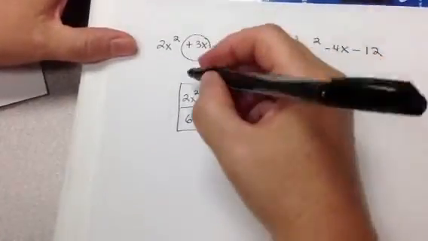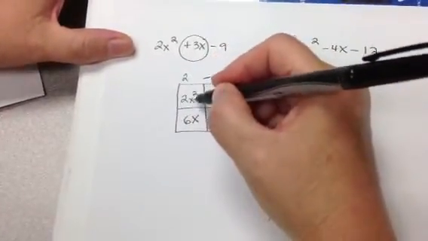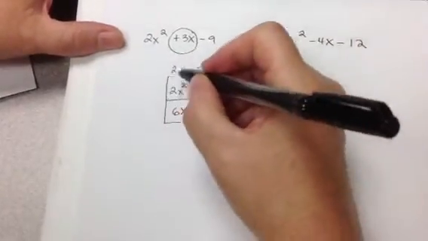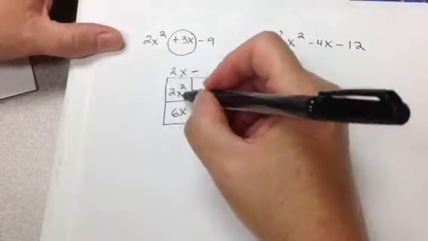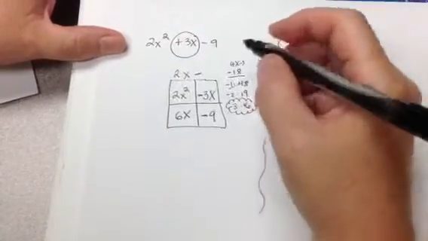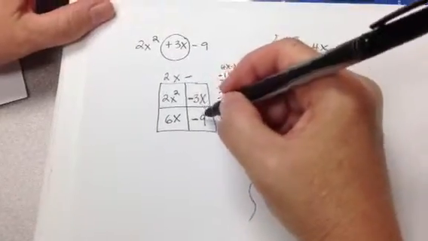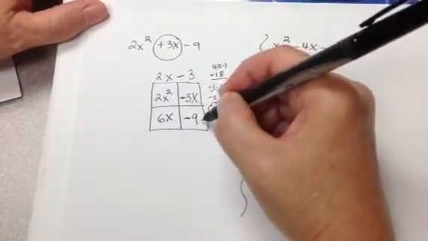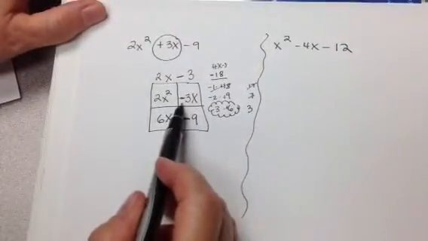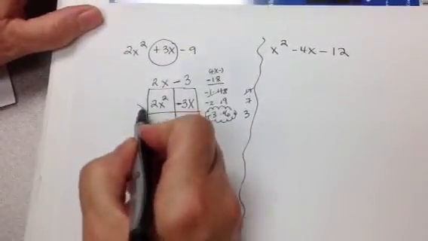GCF of 2 and 6 is 2. Of the x squared and x, it's x. Notice how it's always going to work out that way. When you have an x squared here, you're always going to have an x on this corner and an x on that corner. All right, of the 3 and the 9, it's 3. This doesn't have an x, so no x in that last term. These both have x's, right? And the GCF is x.